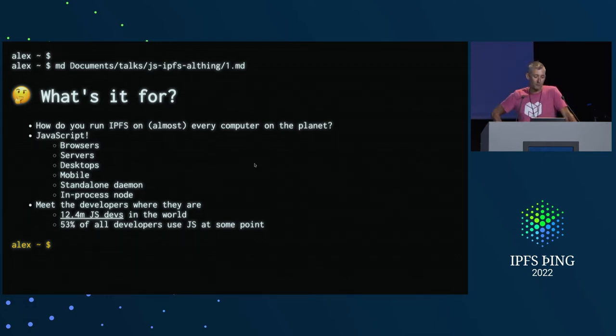So yeah, 12.4 million JavaScript developers are in this world, which is quite an insane number. And they could all be getting involved with js-ipfs and making it the most amazing way to share content and build distributed apps. And 53%, more than half of all developers, use JavaScript. Hands up in this room who uses JavaScript or has used JavaScript at some point. I mean, that's more than half.